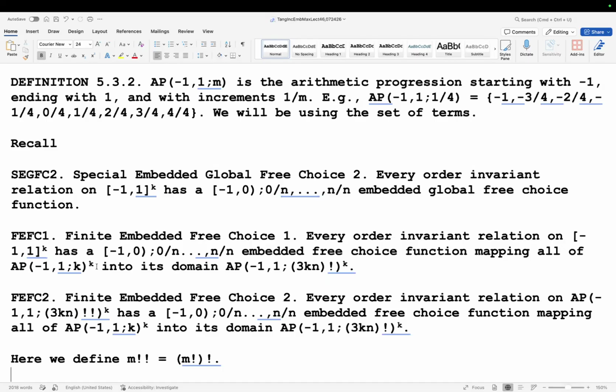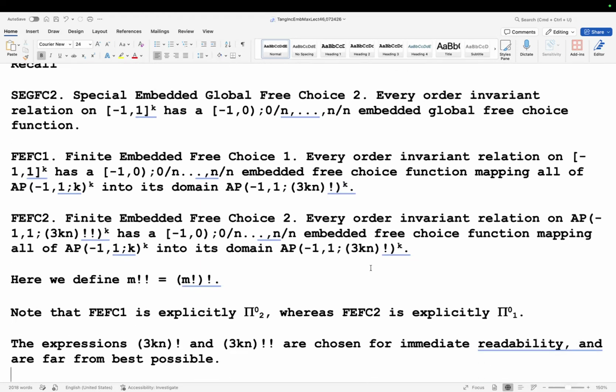See, it's very cleverly written, mapping all of this little arithmetic progression into a bigger arithmetic progression that is its domain, right? Okay, and then the pi 0, 1 form, that's pi 0, 2. The pi 0, 1 form is every order invariant relation on this arithmetic progression to the k, namely AP minus 1, 1 with 3kn double factorial.